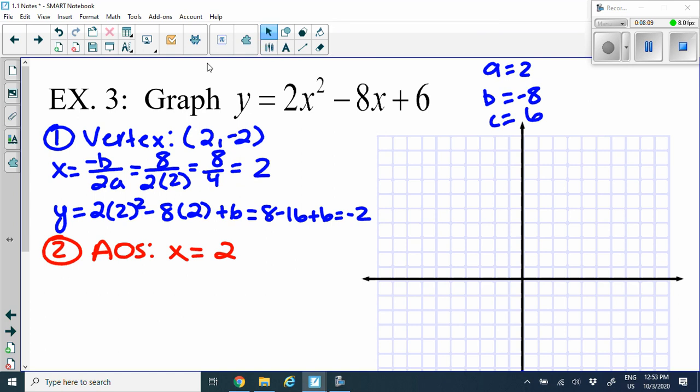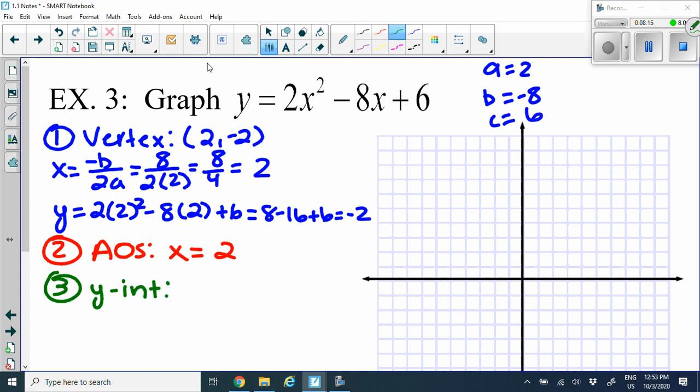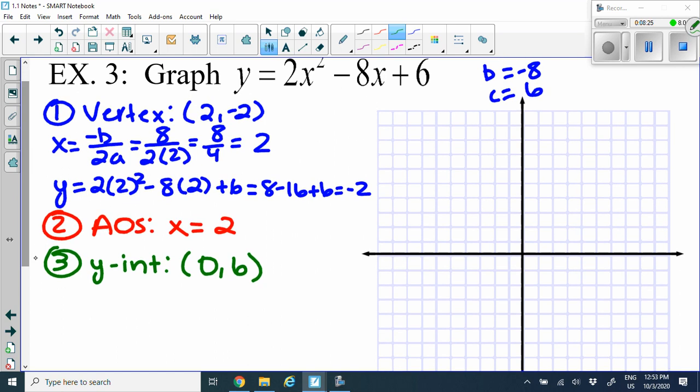Now let's go ahead and do this next part. Let's talk about the y-intercept. Remember, that's going to be 0 and whatever the c value is. In this case, it's going to be 6. Now let's kind of just list maybe some of the transformations here. Okay, what is our a value? Is it positive or negative? It is positive, so we are going to open up, meaning there is no reflection.